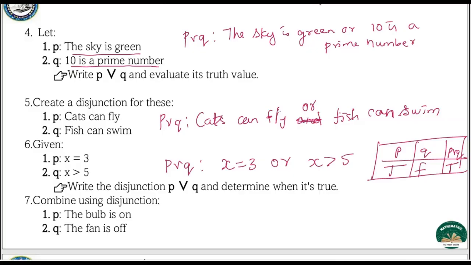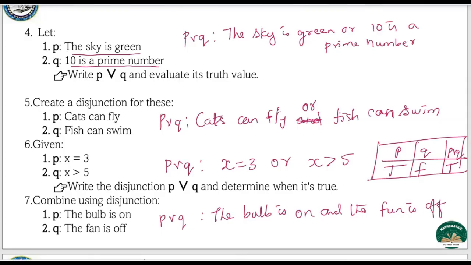Then combine using disjunction. P, the bulb is on. Q, the fan is off. So we can write P or Q as the bulb is on or the fan is off.